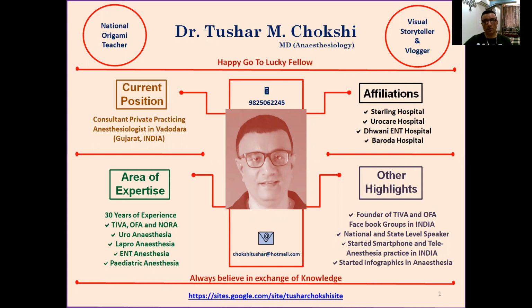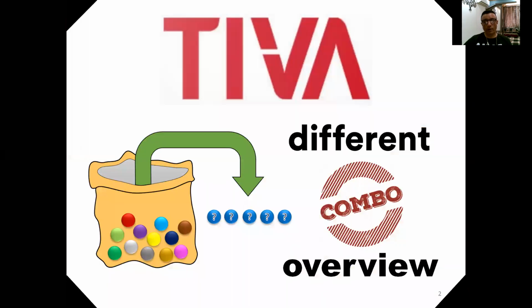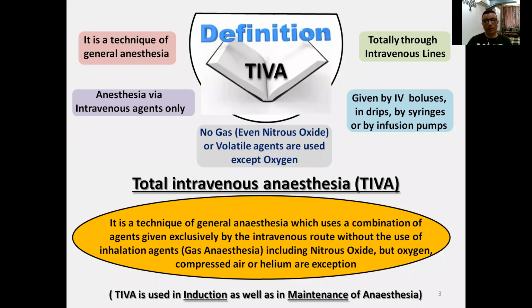Today my topic is TIVA different combo overview. Now let me give the first definition of TIVA because there are some myths and misconceptions about TIVA definitions. The definition is: it is a technique of general anesthesia which uses a combination of agents given exclusively by the intravenous route without the use of inhalation agents including nitrous oxide, but oxygen, compressed air or helium are exceptions. Here TIVA is used for induction as well as maintenance of anesthesia. Believe me, not only in induction, in maintenance also TIVA is used.